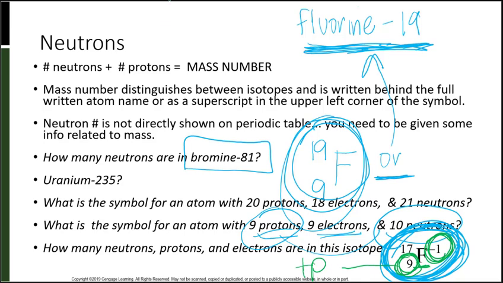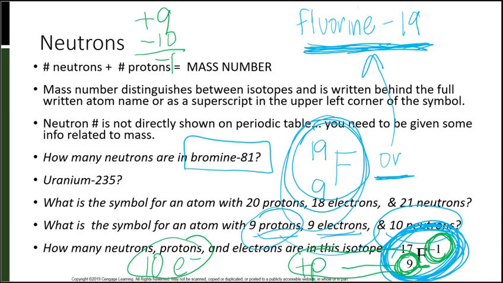Now this -1 tells me it's charged. So I'm going to go up here on the top of the screen, and I'm going to say I have 9 protons. How many electrons do I need to have a -1 charge? Well, that means I must have 10 electrons because 9 minus 10 is -1. So we've got our electrons, we've got our protons. Now we need to find neutrons.